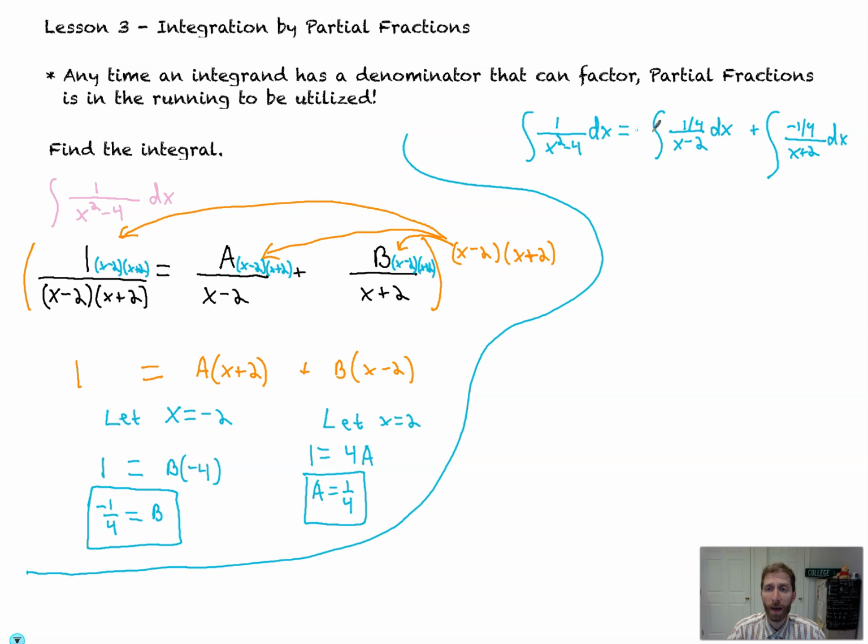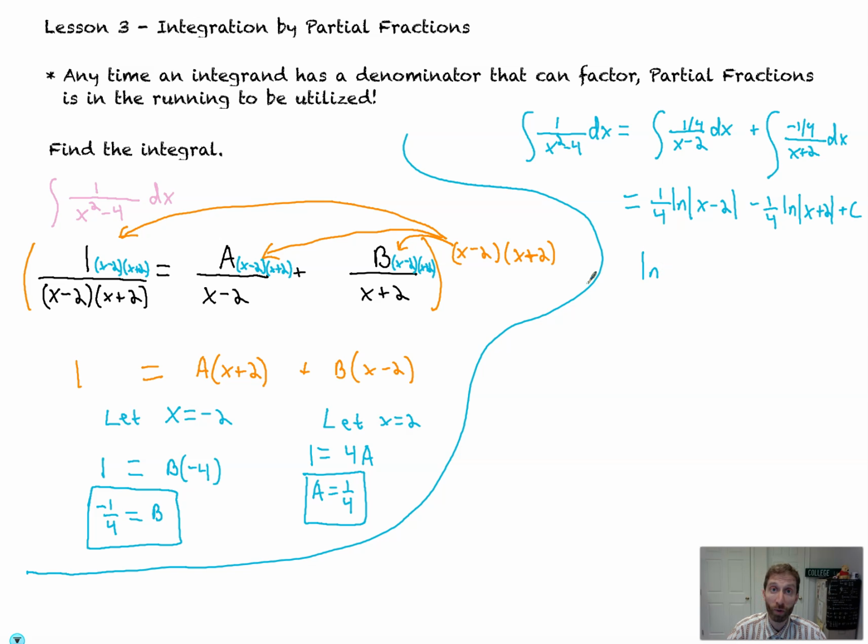So now that we've split it up and this is equivalent to that, what we can do is integrate each. That'll be 1/4 the ln of the absolute value of x minus 2. This will be plus a minus, so minus 1/4 ln of the absolute value of x plus 2 plus c. And it's okay to leave your answer like that. This is good. Some teachers will want you to use the log rules.